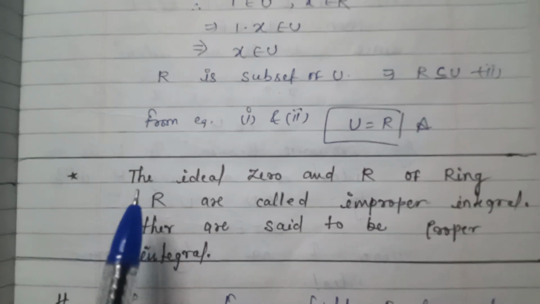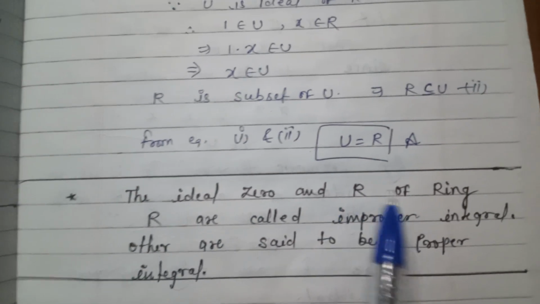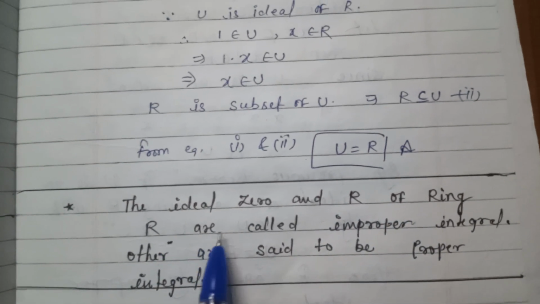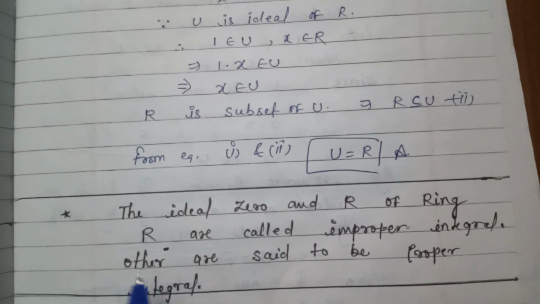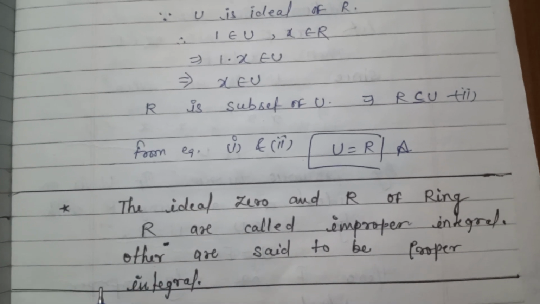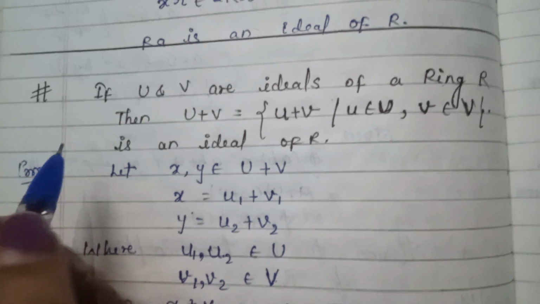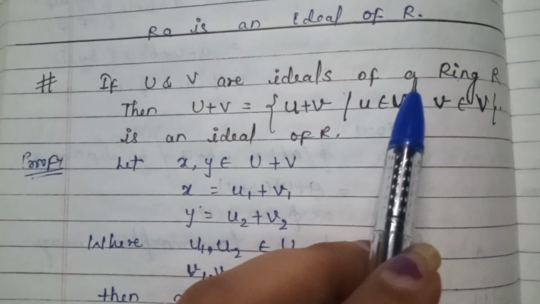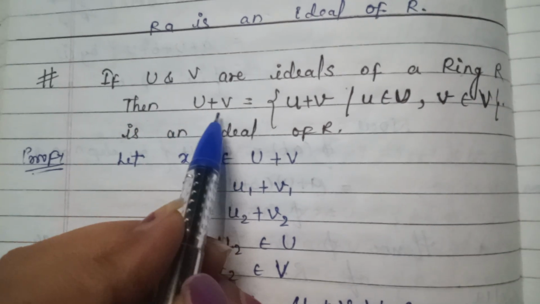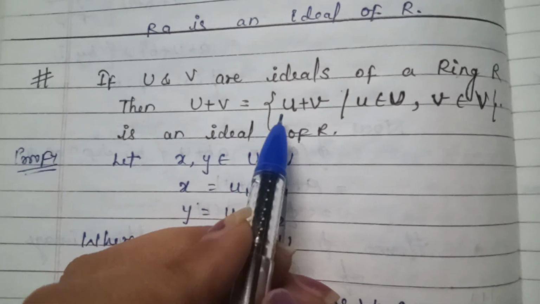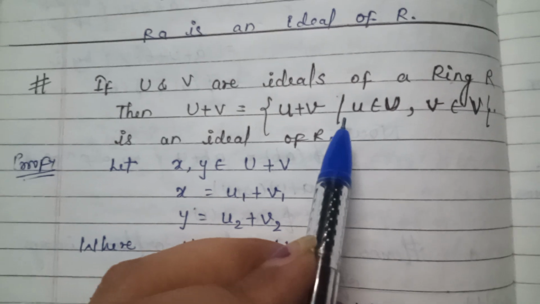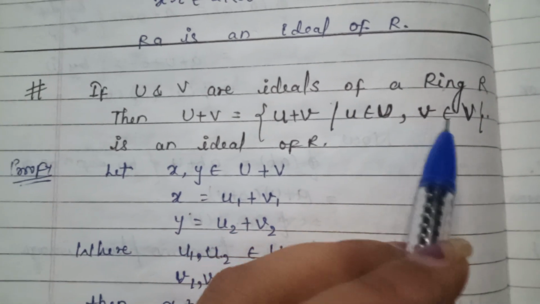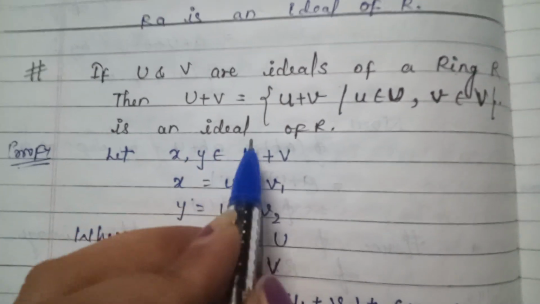There's another definition. The ideals 0 and R of ring R are called improper ideals. Others are said to be proper ideals. There is another theorem. If U and V are ideals of ring R, then U plus V is equal to u plus v, such that u belongs to U and v belongs to capital V, is an ideal of R.